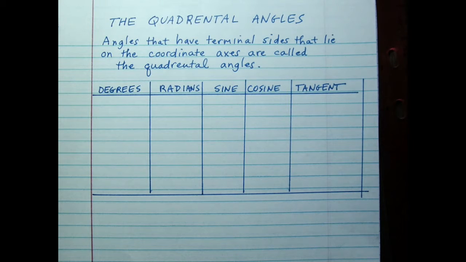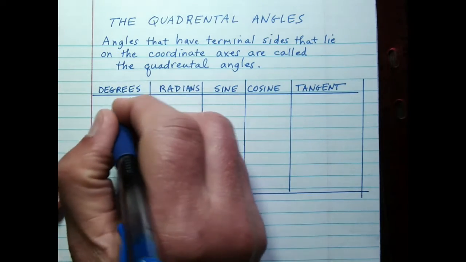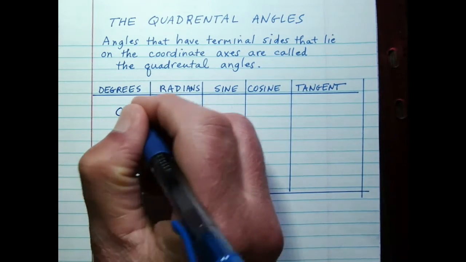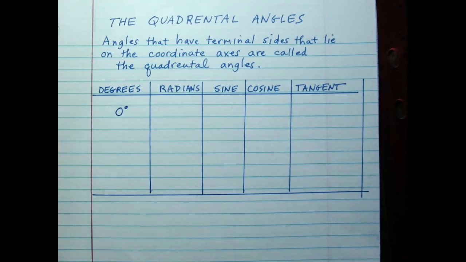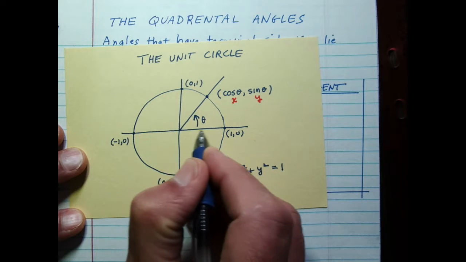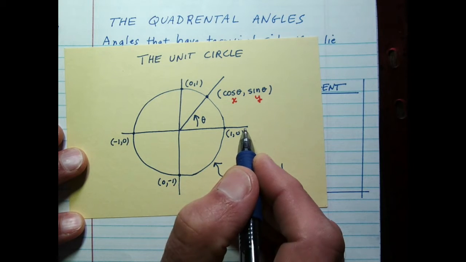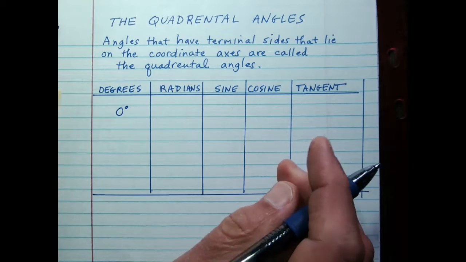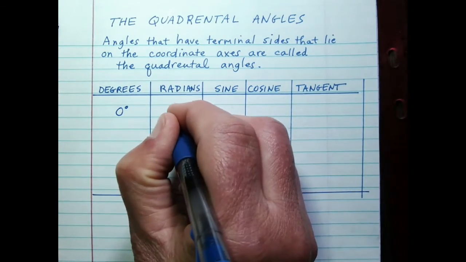And one thing we have not talked about at all yet are what are called the quadrantal angles. These are angles that have terminal sides on the coordinate axes. An example of a quadrantal angle is actually 0 degrees. So 0 degrees would be an angle whose initial and terminal side are right on the positive x-axis. We can now define 0 degrees is also 0 radians.